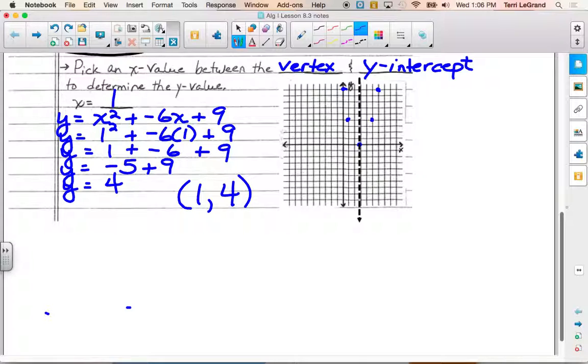You cannot always pick one. No, you can't always pick one. It depends on where the vertex is and where the y-intercept is. That's what's going to help make that decision.